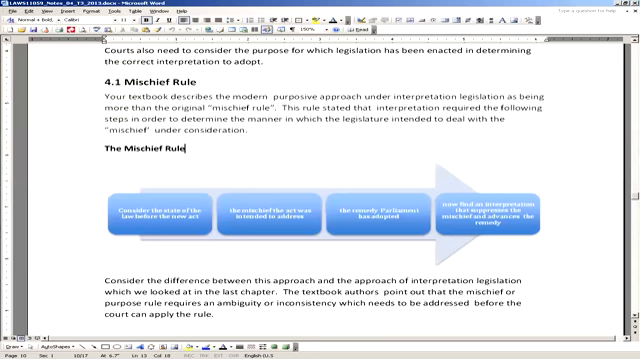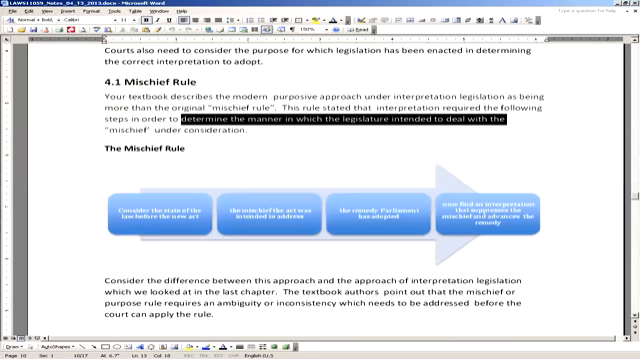The mischief rule stated that interpretation required us to determine the manner in which the legislation intended to deal with the mischief. So what was the problem, and how was the legislation trying to solve that problem? So what was the law before the Act was passed? What were they trying to do? Was there a problem with, dare I say it, some type of criminal element in society? And was Parliament then focusing upon that issue and passing an act or acts relating to that?